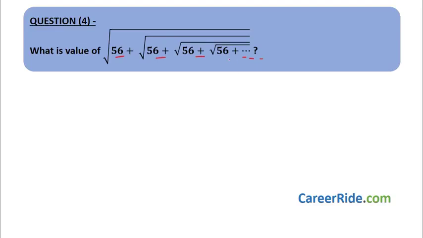Now for this sum there is a very simple trick which you should follow, and you will be able to solve these kinds of sums. Now over here, what is this value? 56. It gets repeated. Let's find factors of 56.